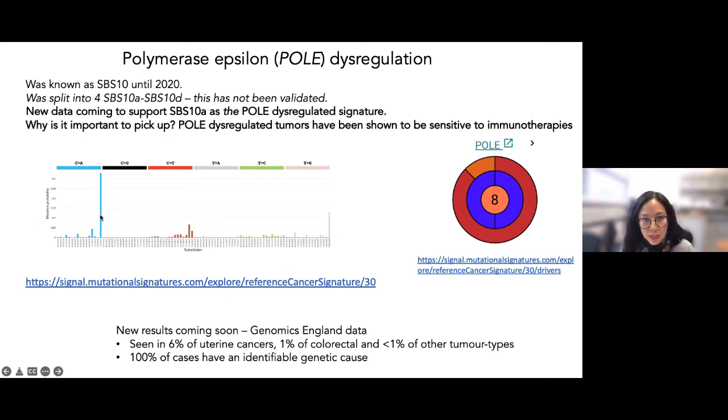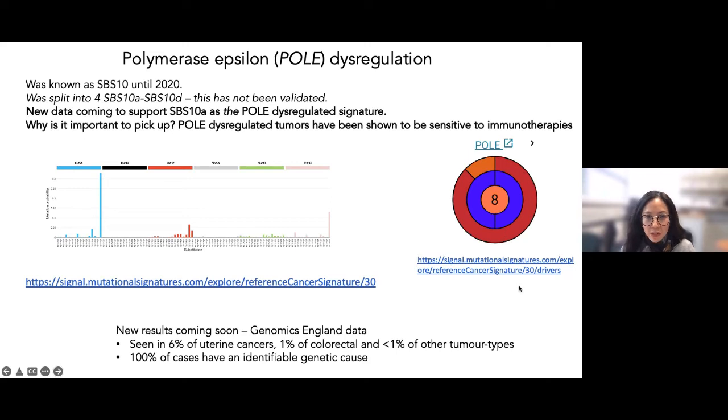So this is what SBS10A looks like. It's got a tall blue peak, C>A, right at the end, that's at TCT. It's got a tall pink peak, T>G mutations, at TTT. And those are the two main features. Now, you can go to sites and explore these in more detail. I will say that if you have a Pol-E signature, every sample that has the Pol-E signature, you should find the driver mutation.